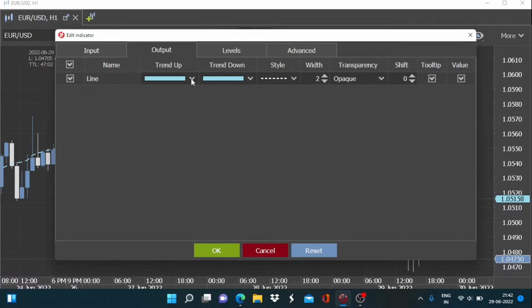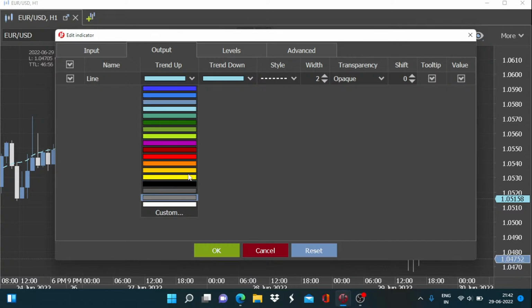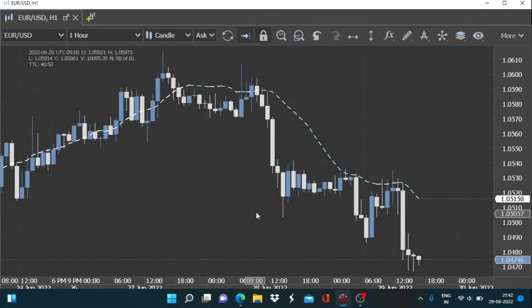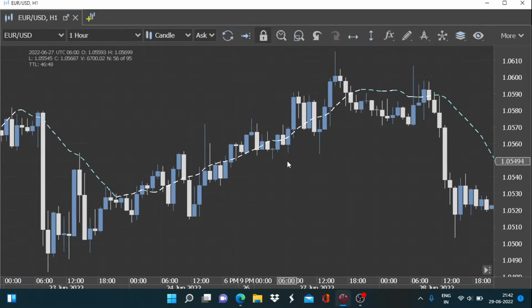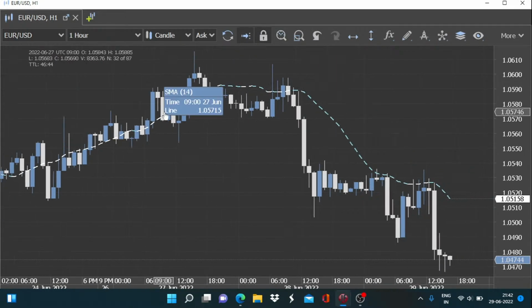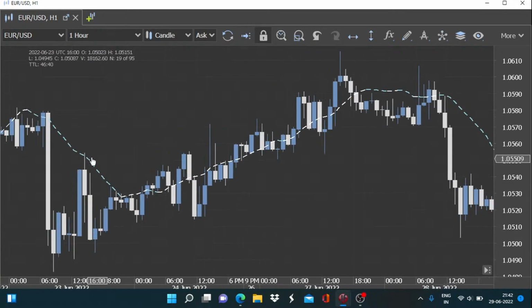If you are a person who likes to play around with colors and design, then you can take this trend up, trend down color combination. You can change it. Suppose you want to distinguish the trend as soon as it changes, then you can even go for two different combinations. The plotting will be different. Now it is not much distinguishable. We have light sky blue color for bearish momentum and white plotting for the uptrend.